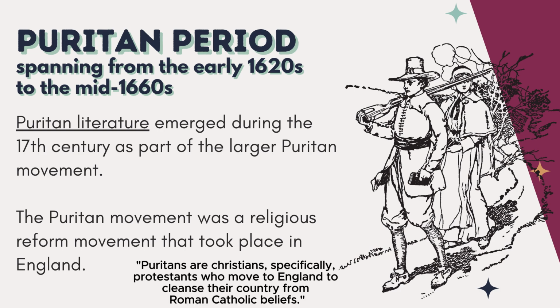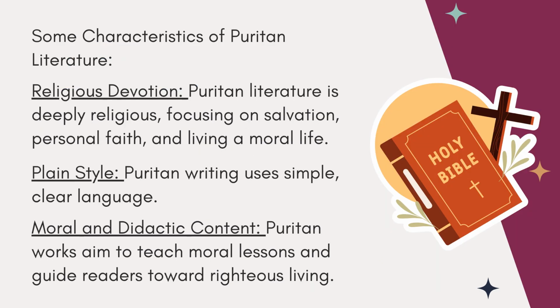The Puritan movement was a religious reform movement that took place in England. The Puritans wanted to cleanse England, their country, of Roman Catholic beliefs. Here are some of the characteristics of Puritan literature. The first one is religious devotion. Puritan literature is deeply religious, focusing on salvation, personal faith, and living a moral life. Their literature connects God and the people.